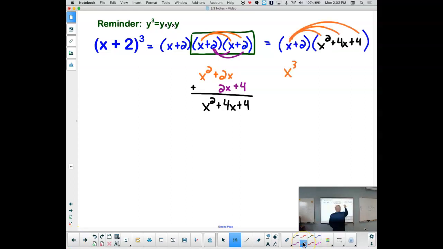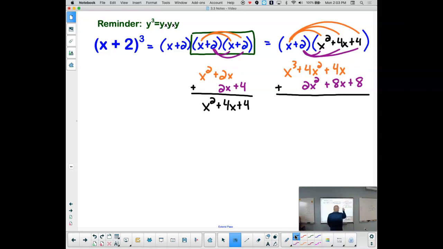So that gives me x cubed plus 4x squared plus, excuse me, 4x. Sorry, I sneezed there. Thought I would save it until I was done with that one. That gives me 2x squared plus 8x plus 8. All told, my final answer here is x cubed plus 6x squared plus 12x plus 8.